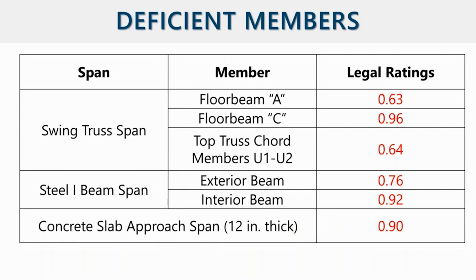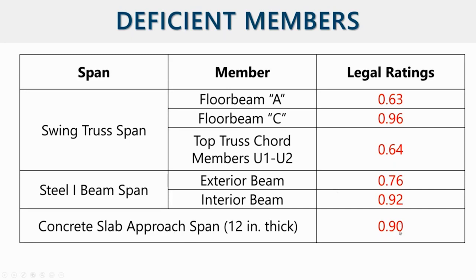Here shows some of the members that we did the analysis on. There are many on the swing spans. Oh, sorry. Those show the deficient members. For the swing spans, we have floor beam A, which is the end floor beam, floor beam C, the intermediate floor beam, and the truss members. And for the steel I-beam spans, the exterior beam, interior beam, and also the concrete slab spans.